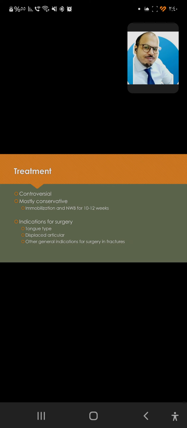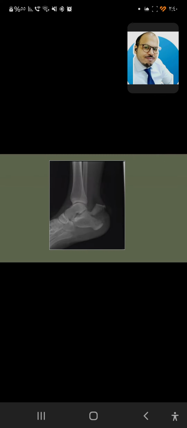Mostly these are treated conservatively with immobilization and non-weight bearing for 10 to 12 weeks. Any tongue type fracture, displaced, articular, is treated with surgery. So this is a tongue type fracture, as you can see here, the posterior part. This fracture can lead to skin necrosis and converting this fracture to an open fracture, which needs urgent treatment.